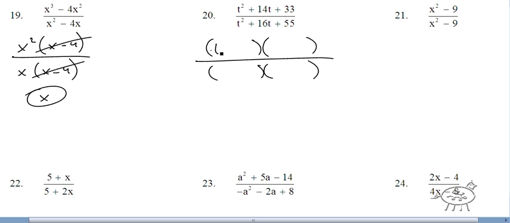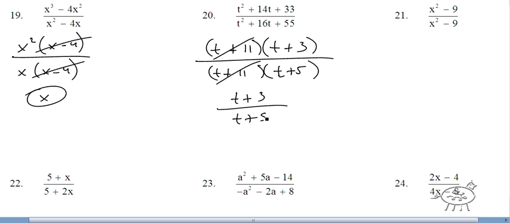Okay, the next one. I'm going to factor, so I get t and t. It's going to be plus 11 and plus 3, because that gives me 3t plus 11t is 14t. And the bottom is going to be t plus 11 and t plus 5, because 5t plus 11t is 16t. There we go, guys. The t plus 11's cancel, and your answer is t plus 3 over t plus 5.